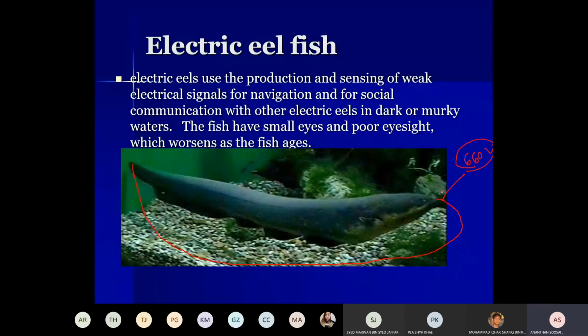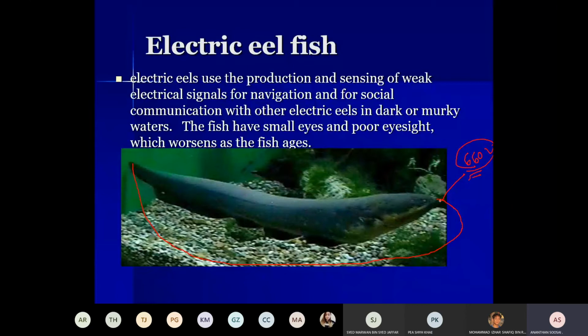So any predator, let's say one that wants to eat the eel, maybe a crocodile. There is one video on YouTube you can watch. An eel was just at the side of the river. The alligator went and tried to eat the eel. When it grabbed the eel, the alligator was electrocuted with 660 volts. So finally, the alligator died. So yeah, it can give a shock of 660 volts.